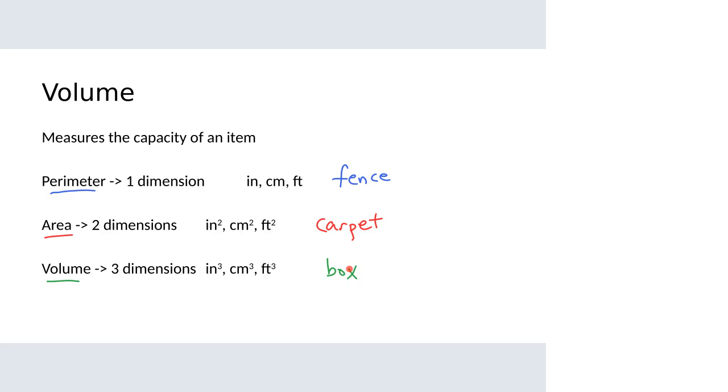And now we're not just going to be talking about two dimensions, we're going to be talking about three. Now we're going to have length, width, and height. And so we have three dimensions. And what that does is it means that we're going to have cubic units, cubic inches, cubic centimeters, cubic feet, whatever the units might be, they would be in cubic units when we're talking about volume. Let's take a look at an example of finding the volume.